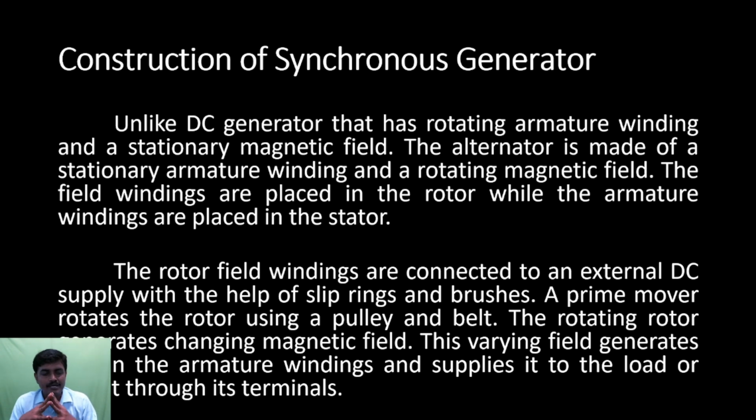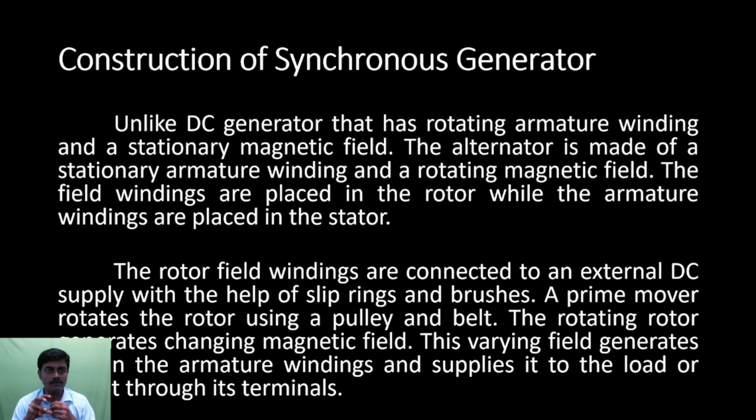So the alternator is made up of a stationary armature winding and a rotating magnetic field. In the DC generator we have two parts for the machine: one is the stator and another one is the rotor. In the DC generator, in the stator we have the field coil and in the rotor we have the armature coil. Where are we giving the supply? In the field coil. So in the DC generator, on the stator side we give the supply, and from the rotor side we get the supply by means of the brushes.